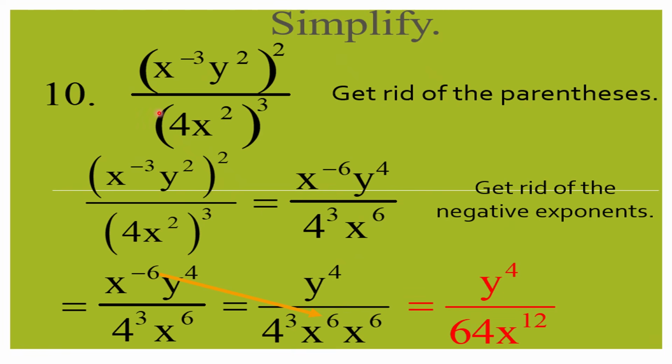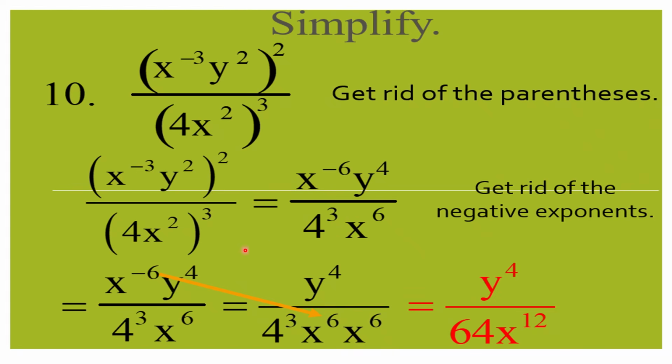Let's have another example. Now this time, let's first get rid of the parentheses. So here, from 2 times negative 3, we have negative 6. 2 times 2 is 4. Okay. And then we got 4 cubed, because 3 times 1 is 4, and then 3 times 2 is 6.